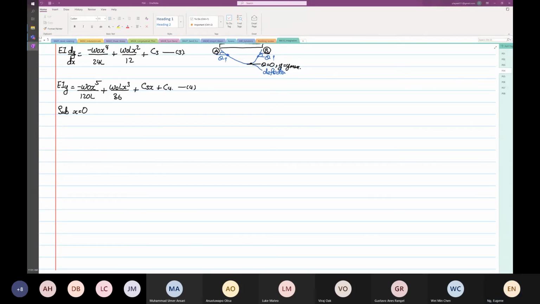So now, when x is equal to 0, y is equal to 0. We substitute into equation number 4. So therefore, we get C4 is equal to 0.